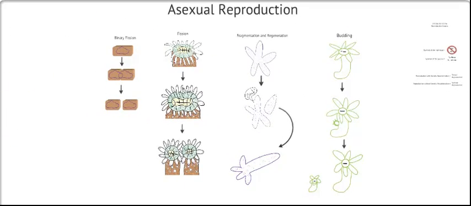We will start by discussing methods of asexual reproduction. In this form of reproduction, all offspring are genetically identical to each other and to the original parent.